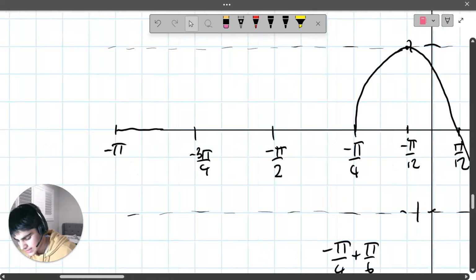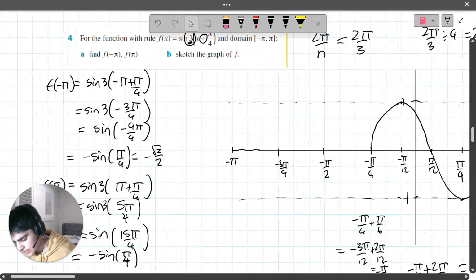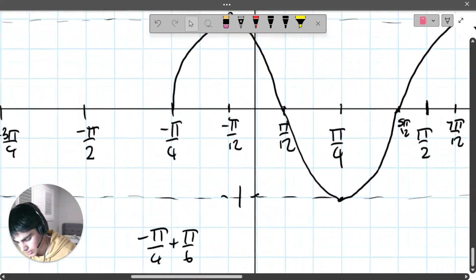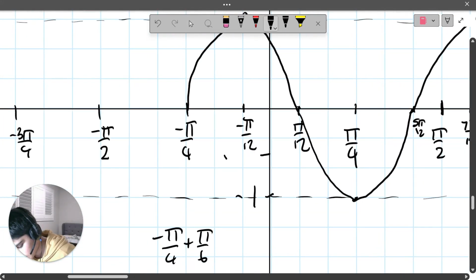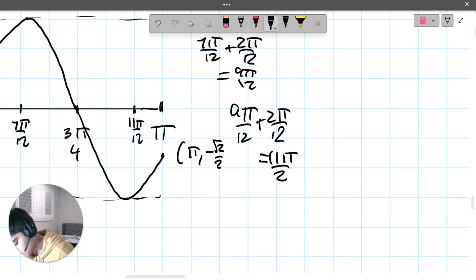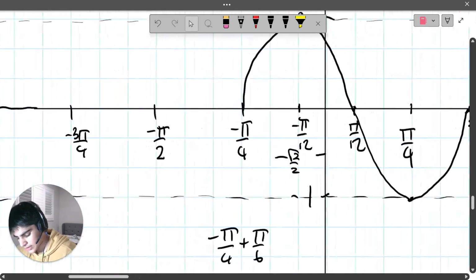And pi is negative root 2 on 2. Let's dot this down here. Negative root 2 on 2. So that should be around here. Pi, negative root 2 on 2. Now let's do the other side of the axis.